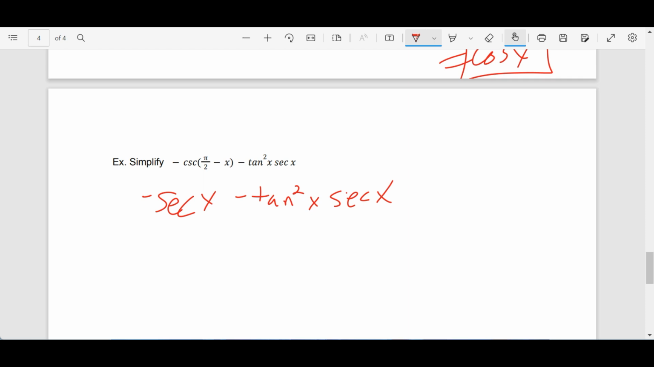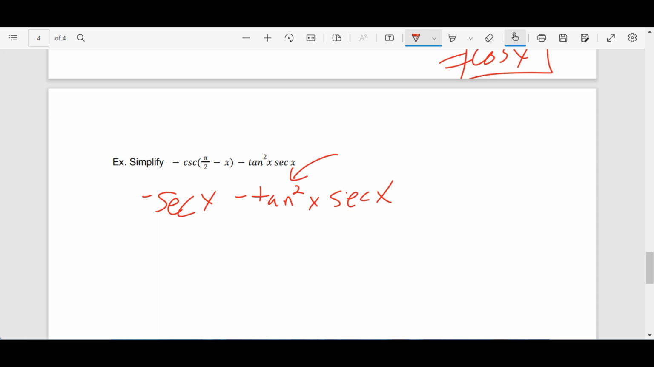Now, if you look, I see tangent squared x, and right away I'm thinking about our identities. So what do we know about tangent squared x? We know that 1 plus tangent squared x is equal to secant squared x. In order to get to 1 plus, you can either substitute in secant squared x minus 1 right there and work from there.